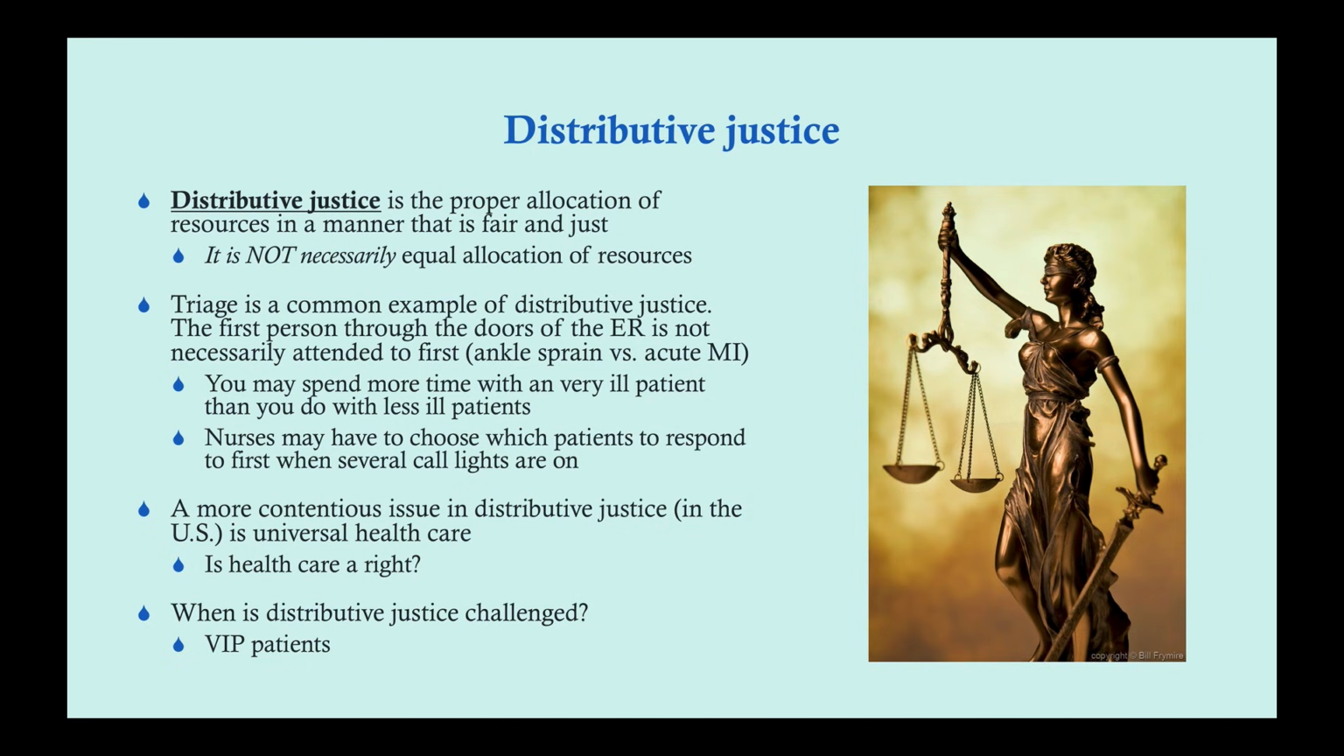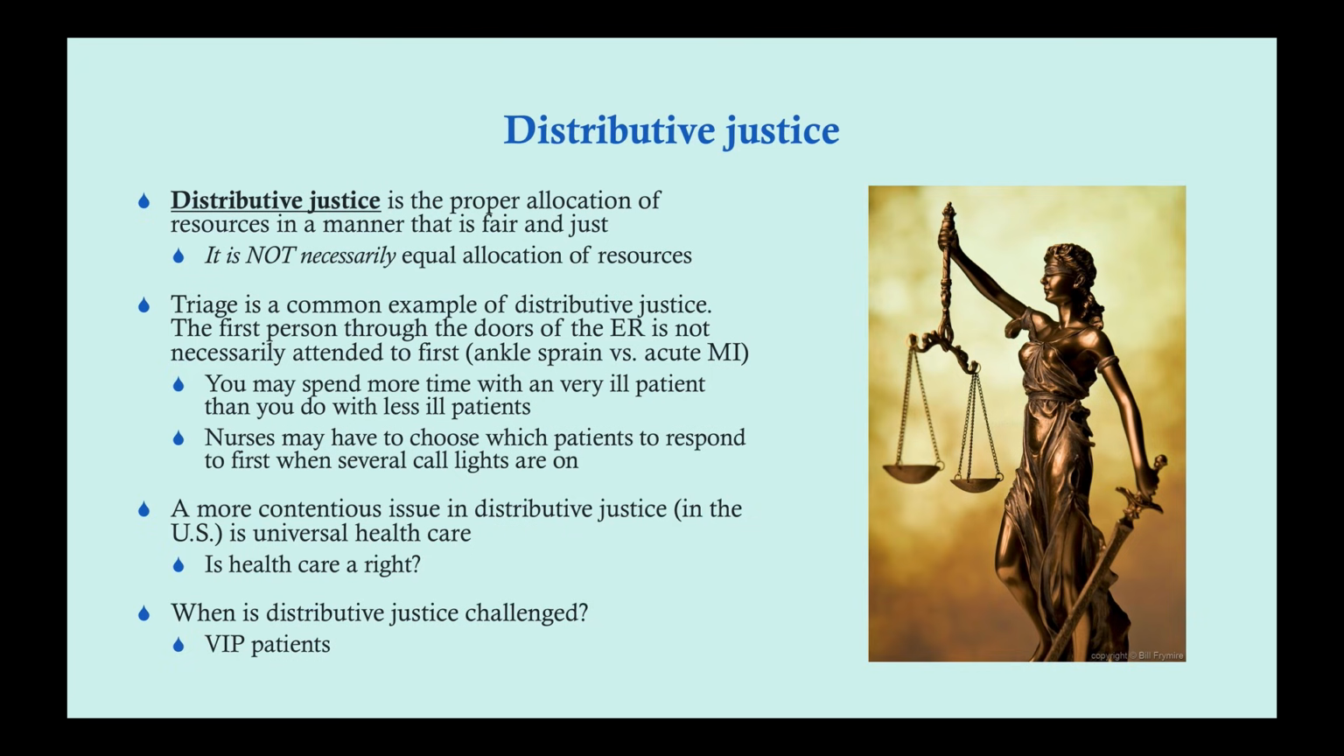In nursing, nurses often have to choose which patients to respond to first when several call lights are on. Definitely the sicker patients will have higher priority. A more contentious issue in distributive justice here in the US is universal health care. People disagree on whether healthcare is a right. Personally, I feel it is, but that's a disagreement when it comes to distributive justice with healthcare.